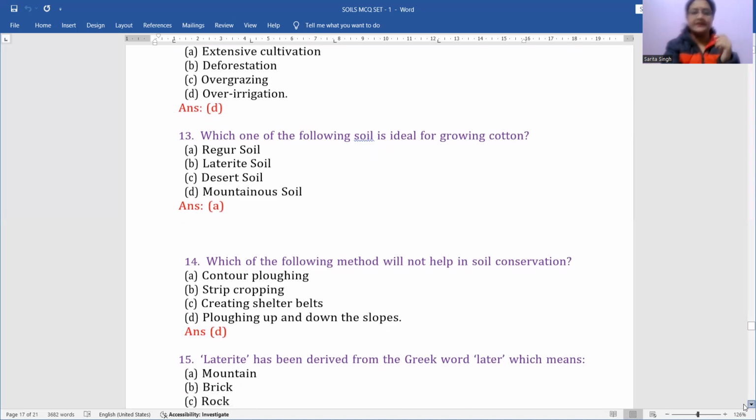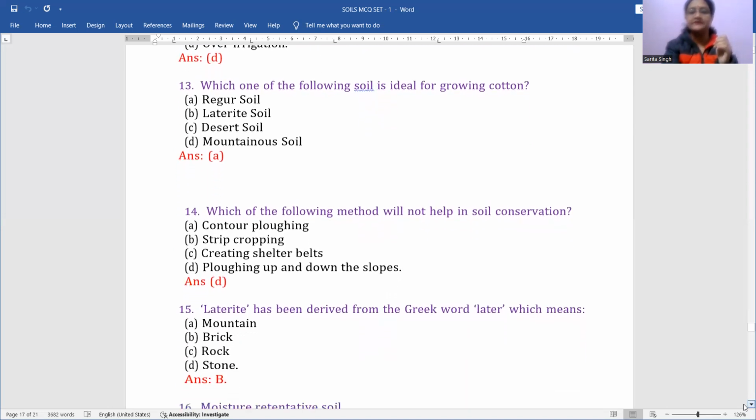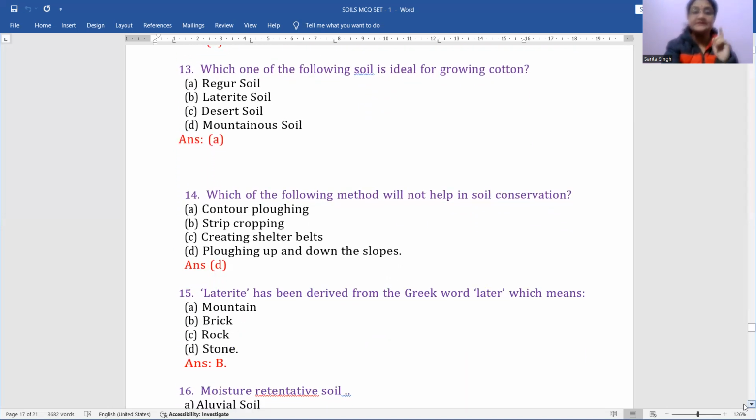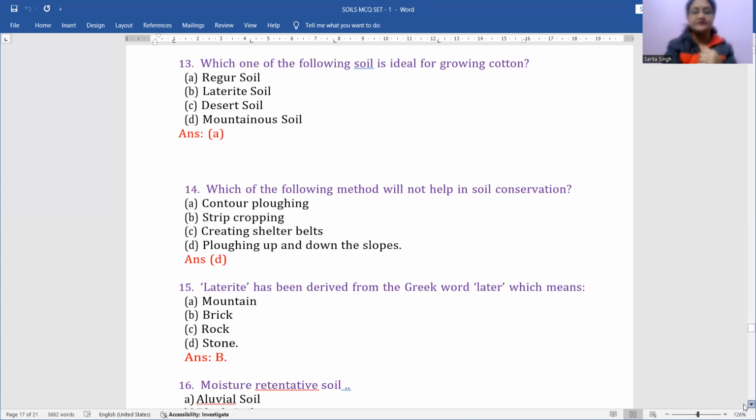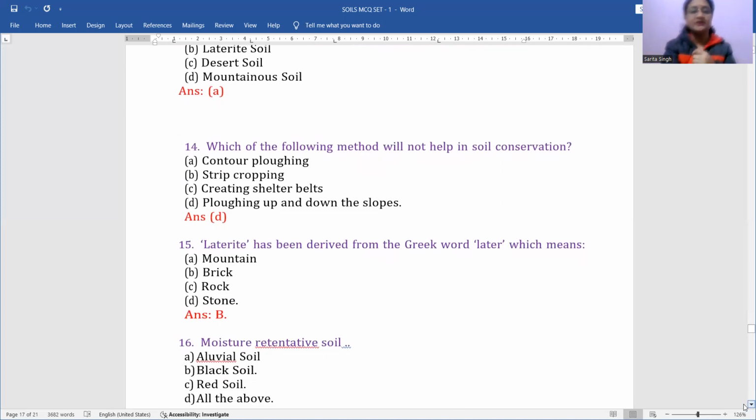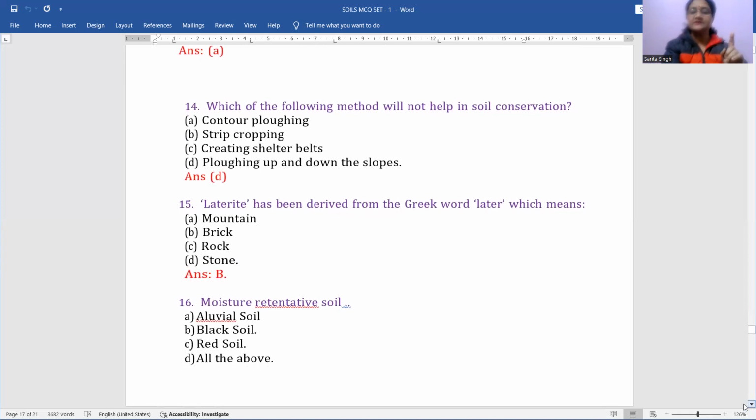ठीक है? अच्छा, नेक्स्ट क्वेश्चन. विच ऑफ द फॉलोइंग सॉइल इज आइडियल फॉर ग्रोइंग कॉटन? That is yes always regur soil, रेगूर या कॉटन सॉइल या ब्लैक सॉइल. ओके, नेक्स्ट है, which one of the following methods will not help in soil conservation? देखो, सॉइल कंजर्वेशन के मेथड्स हमें पता है, बट इसमें क्या दिया हुआ है कि इनमें से कौन सा हेल्प नहीं करेगा सॉइल कंजर्वेशन में?